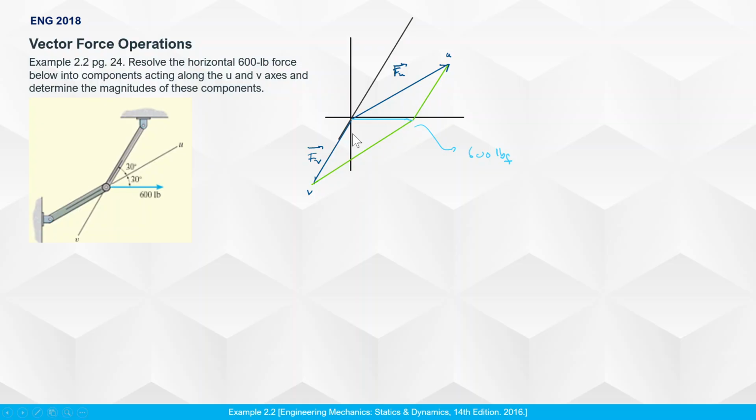So we made a reference from our 600-pound force, and technically it could extend beyond this. But from here, we figured that the magnitude of force vector U only goes up to here, and the magnitude of force vector V only goes up to here. Then from here, we can figure out several angles.